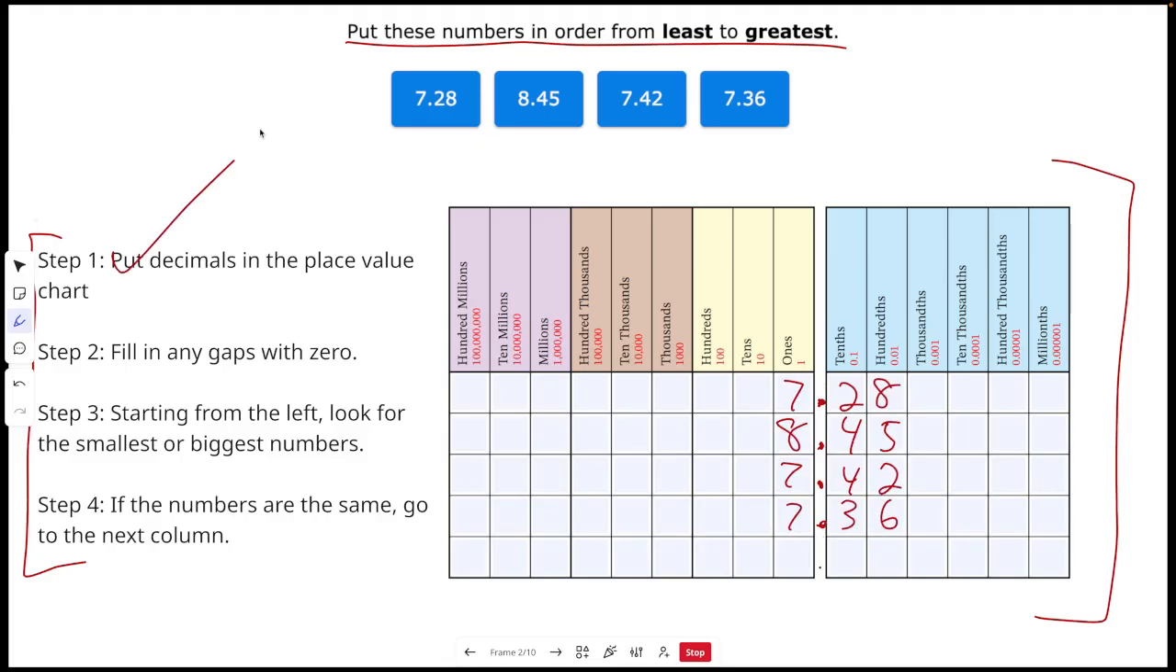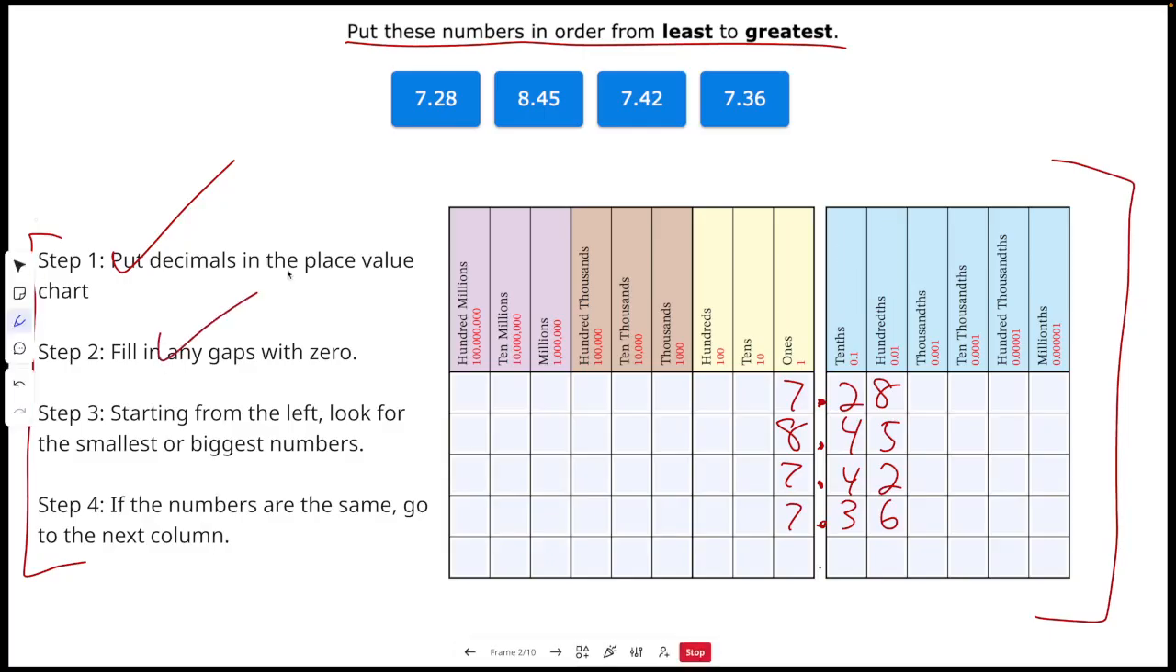Step two, fill in any gaps with zero. By gaps, I don't mean put zeros here, here, here. What I mean by gaps are these numbers should line up perfectly. And in this case, they all line up. I'm talking about vertically, up and down. So there's no gaps here, no gaps here, no gaps in this column. So step two is done.